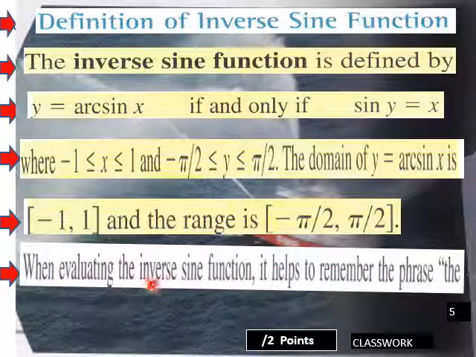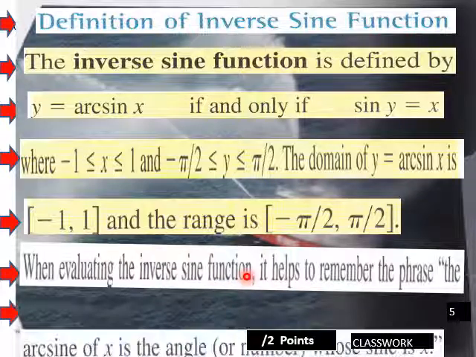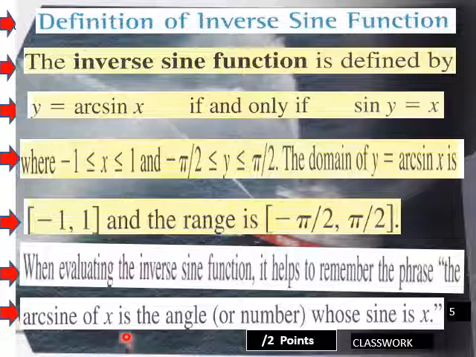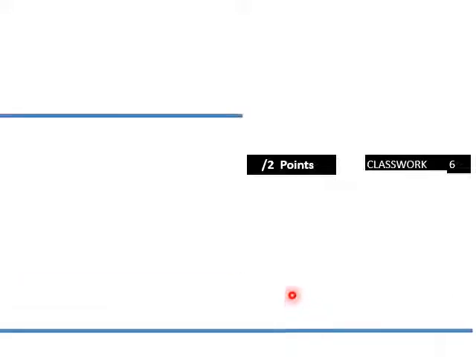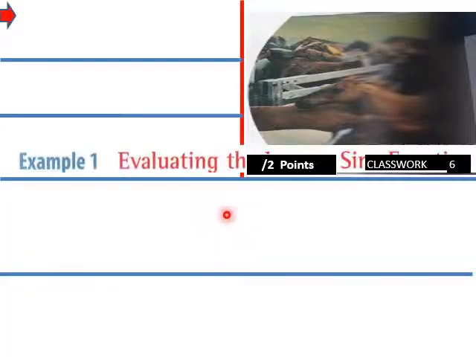When evaluating the inverse sine function, it helps to remember the phrase that arc sine of x is the angle or number whose sine is x. That would be one way of stating the inverse sine function. The arc sine of x is the angle or number whose sine is x. So let's get into an example of this.